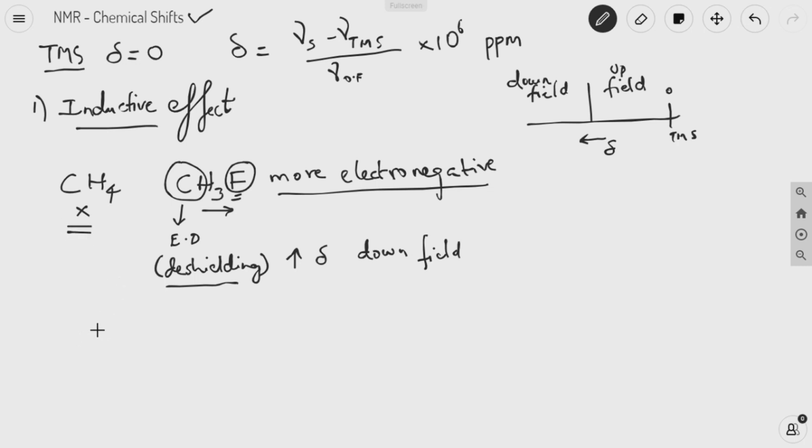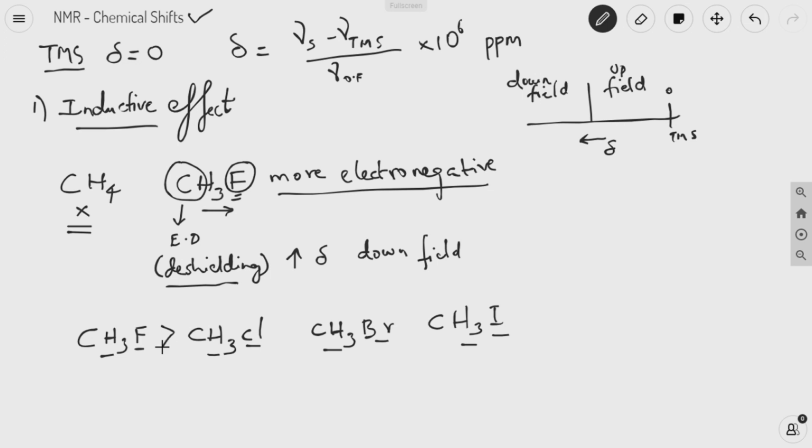Similarly, if you compare between the halomethanes, I hope you can easily arrange them in the increasing order of their del value. We know that fluorine is more electronegative than chlorine, than bromine, than iodine. Hence, the chemical shift value of these protons for this case will be higher, followed by this, and followed by this.